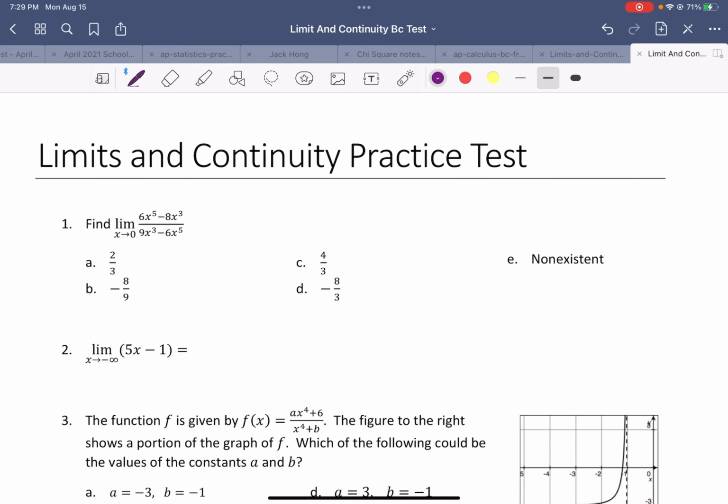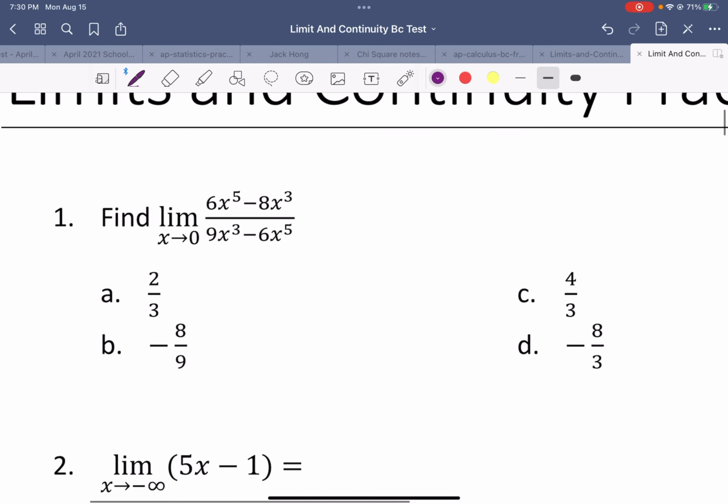So what I'm going to use is L'Hopital's rule. You can use it for 0 over 0 or infinite over infinite. Those are the two forms where you can use L'Hopital's rule. If you already took AB before, I believe you understand what I'm saying. So now, let's do this one.